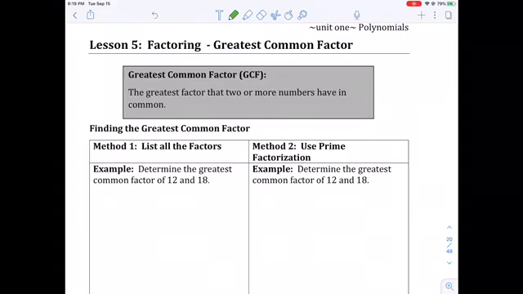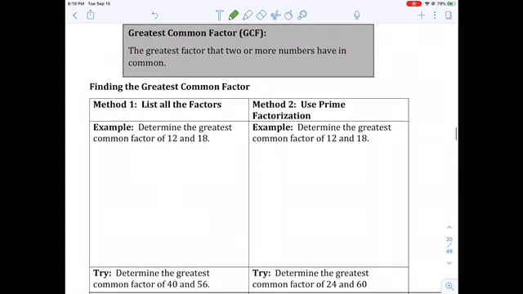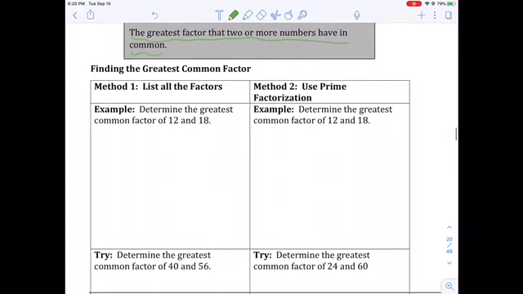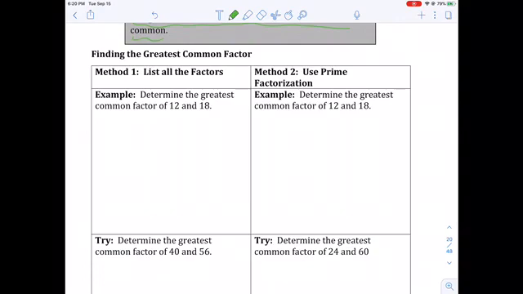Hey guys, I want to look at the next lesson on factoring, lesson 5, factoring the greatest common factor. If we look at that in terms of numbers, like we did in grade 7, 8, 9, you probably looked at a little bit of greatest common factor: the greatest factor that two or more numbers have in common. Sometimes we can figure out the greatest common factor really quickly, and sometimes it takes a little more work. So there's a couple of strategies that can help us.